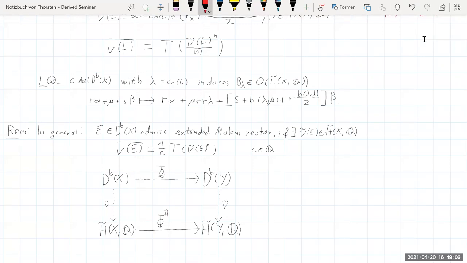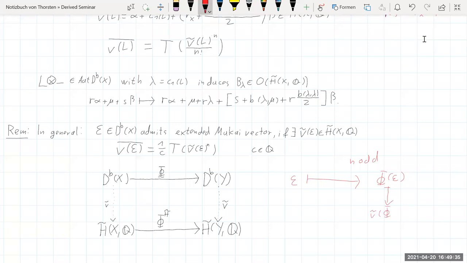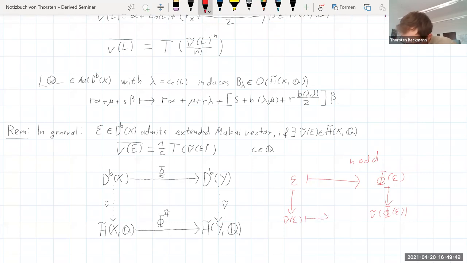I'm sorry, yes? I don't understand. What is the relation of phi and E? Phi and E? Somehow what I'm saying is, let us, for example, assume, it's easier if n is odd. Then I can take E, and assume E admits an extended Mukai vector. And I can map it to phi E. Where phi is what? Phi here is a derived equivalence. Okay. And I can map this to the extended Mukai vector phi tilde of E, and I can map this element here to phi tilde of v tilde of E, and it turns out they agree.